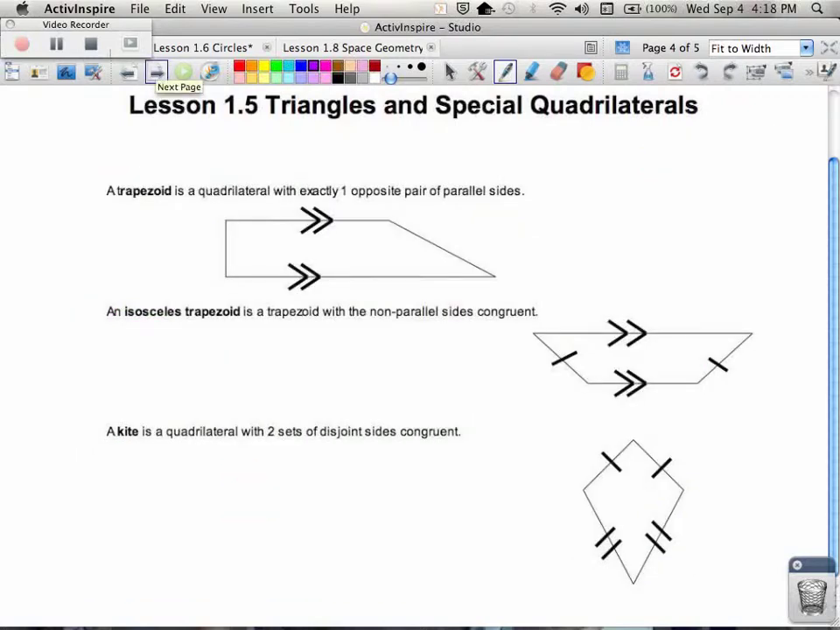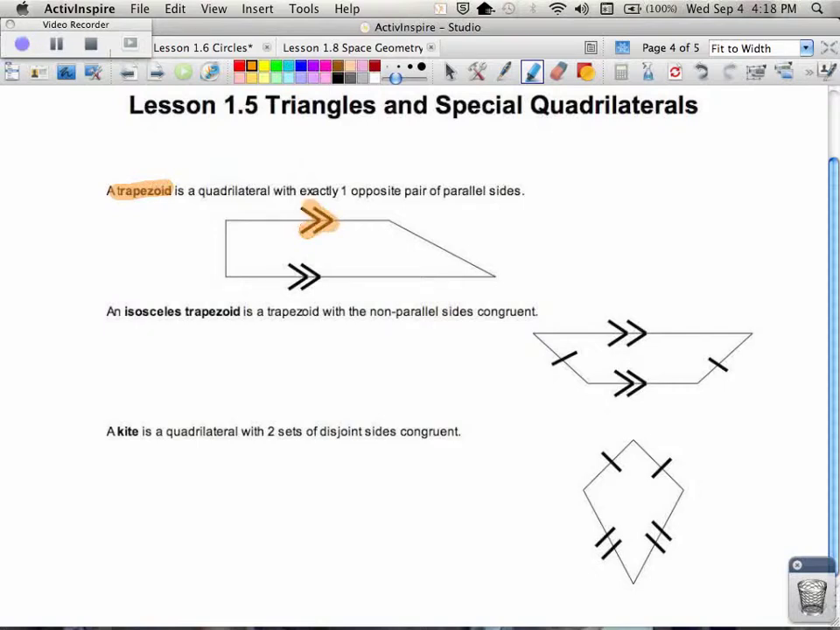Now we get into the polygons that are not triangles. And so there are a few special kinds of those. One kind is something called a trapezoid. Trapezoids are defined by a quadrilateral, which means four sides, that have exactly one set of parallel sides.